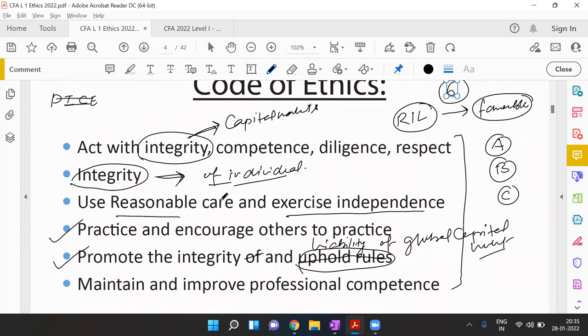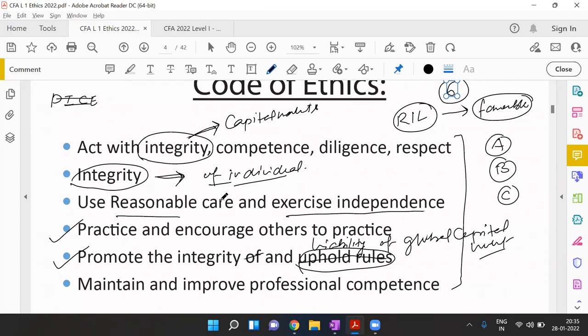Okay, here integrity means what? Maan lo ek stock ka aapko idea aaya. Aapne research ki, aapko laga ki Infosys is a very good stock. Sabse pehle aap apna paisa laga dete ho, fir apne client ko batate ho. Okay. So what, here what I said, your client's interest always comes first. So you're compromising with the interest of your client. Is your integrity intact? No.